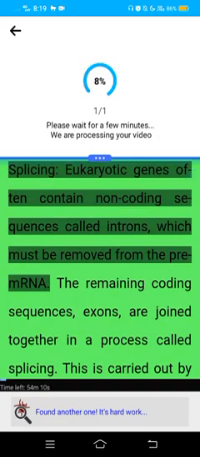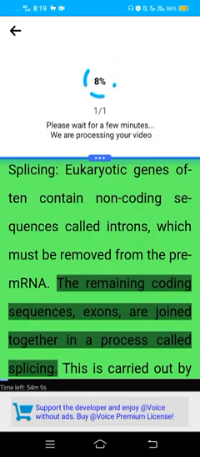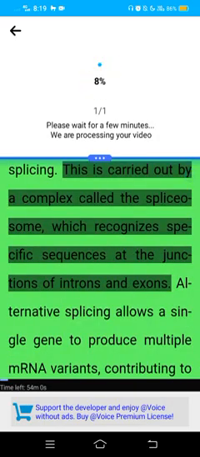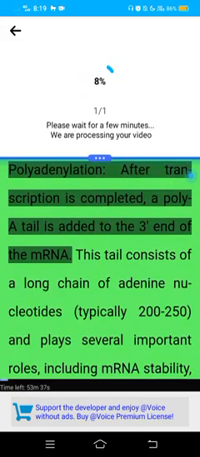Splicing. Eukaryotic genes often contain non-coding sequences called introns, which must be removed from the pre-mRNA. The remaining coding sequences, exons, are joined together in a process called splicing. This is carried out by a complex called the spliceosome, which recognizes specific sequences at the junctions of introns and exons. Alternative splicing allows a single gene to produce multiple mRNA variants, contributing to proteome diversity.